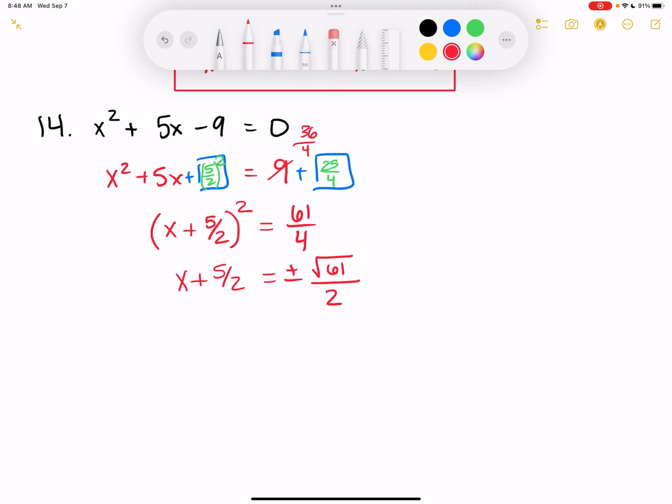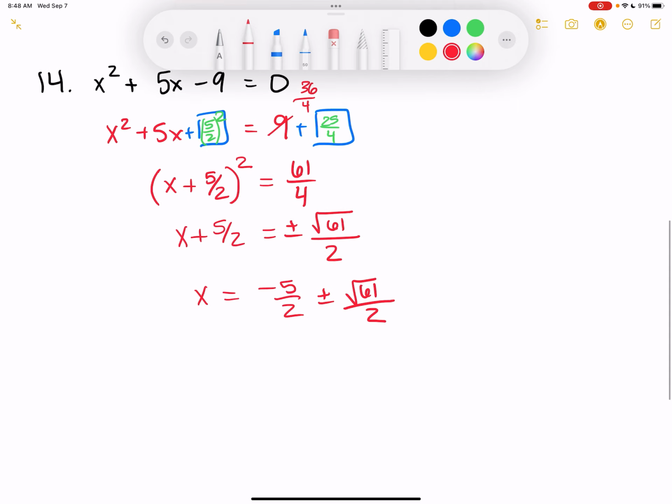Now what? You can subtract the 5 over 2. So x equals negative 5 over 2 plus or minus square root of 61 over 2. That is it. Now what? We're not done.